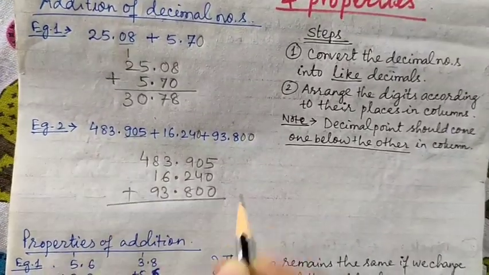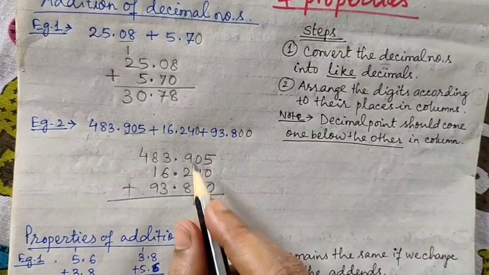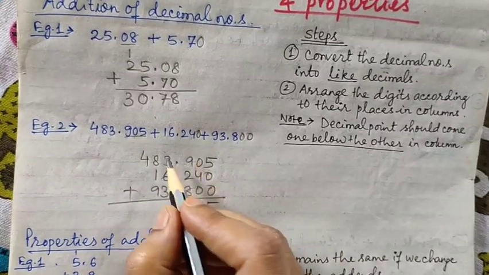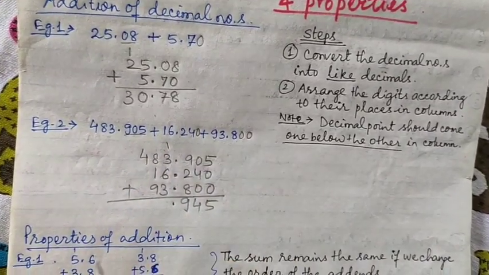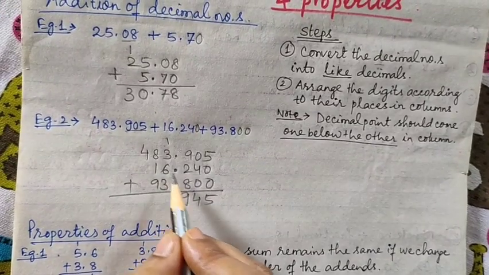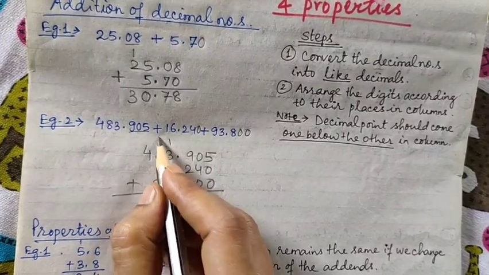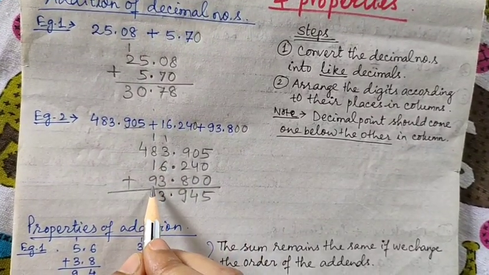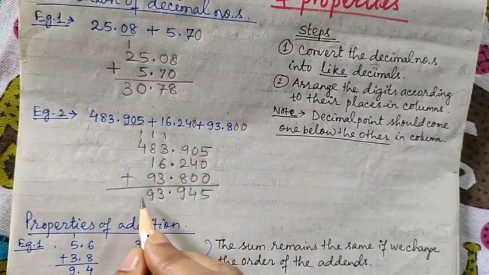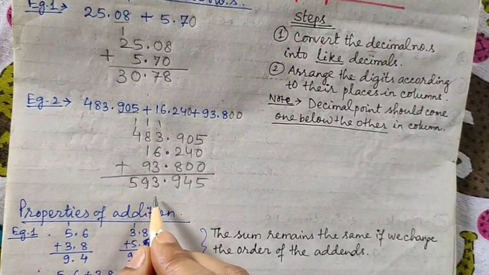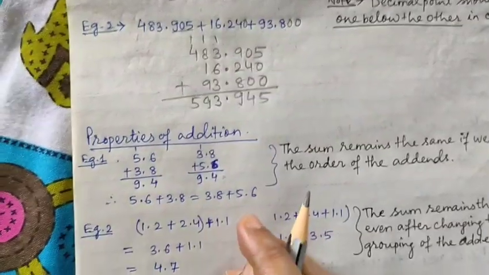Then third number is point below the point, then 93.800. Then add 5, 4, 8 plus 2, 10 plus 9, 19. Carry 1 to the ones place. Then point के नीचे point. Then 6 plus 3, 9 plus 3, 12 plus 1, 13, carry 1, 8 plus 1, 9, 9 plus 9, 18 plus 1, 19, carry 1, 4 plus 1, 5. 593.945. So in this way you are going to add.